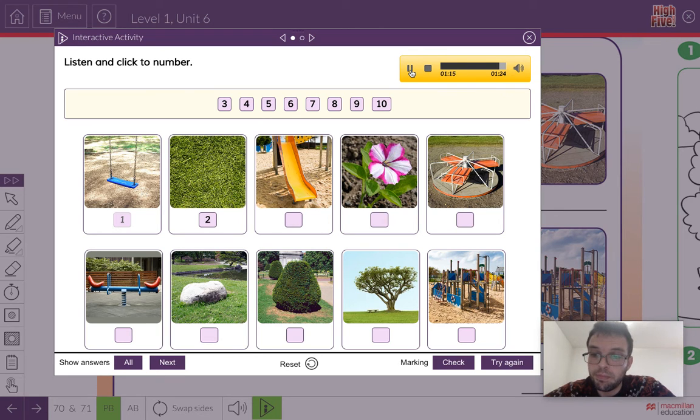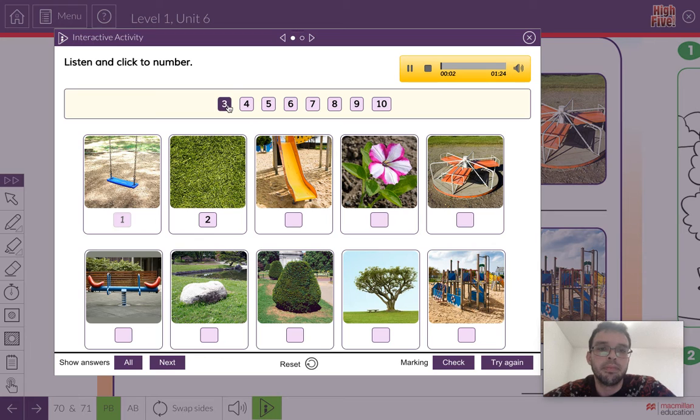10. I can see a flower in the park. So number 10. I can see a flower. Which picture is number 10? Okay. Did you get all of the correct answers? Let's listen again and we can correct.